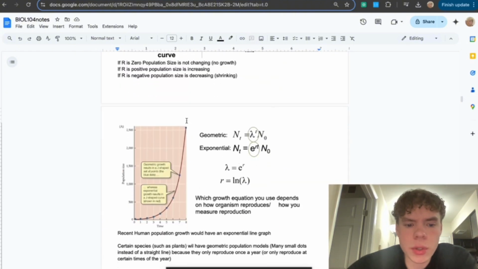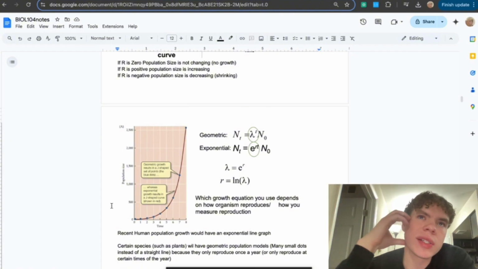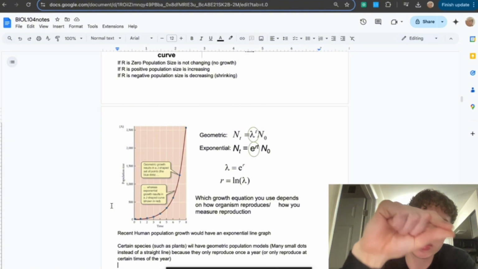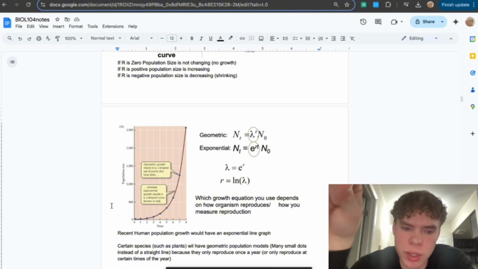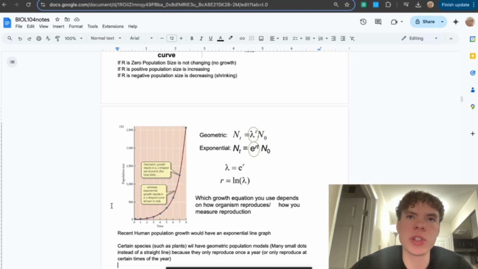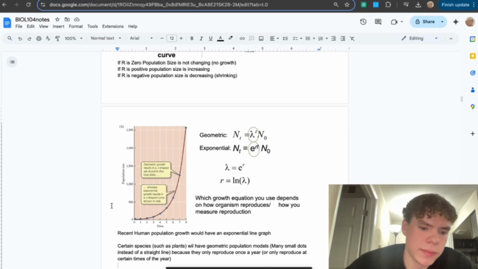Geometric exponential. So you would see an exponential growth curve for an organism that reproduces basically year round. So humans have babies year round, so you would just see like a line. But if you were looking at, say, a species of plants that only reproduces during certain months, you would see geometric reproduction. So you would see small little dots, you wouldn't see a straight line. So if you were asked what species would be more likely to reproduce geometrically, the answer would probably be a species of plants that reproduces at only certain times of the year, right?